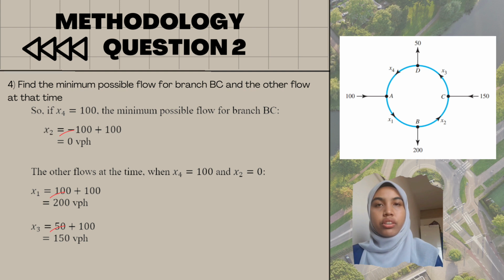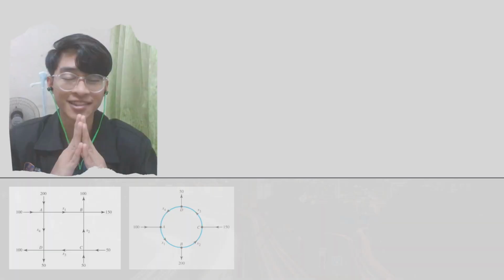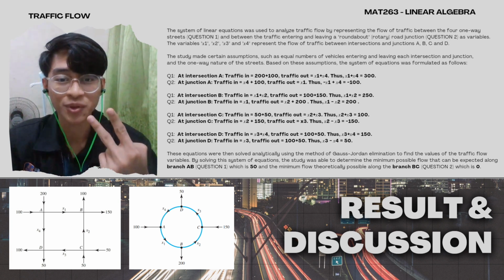Since we know from the equation for B that t cannot be less than 100, as it will result in x2 being negative, in which negative flow means traffic went the opposite way, hence the minimum possible value for t is 100. Substitute t equals 100 into the other equations. At the end, we can get the minimum possible value for branch BC is 0 vehicles per hour. The values of the other flows at that time are 200 vehicles per hour for AB and 150 vehicles per hour for AB. Now, the result and discussion for question number 1 and question number 2.